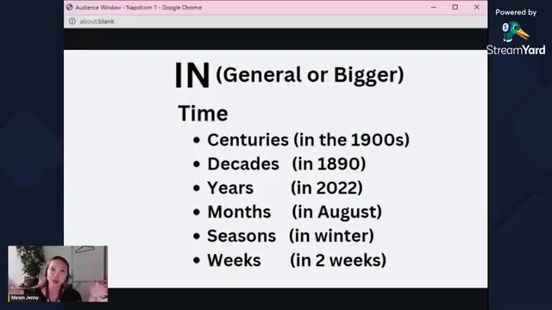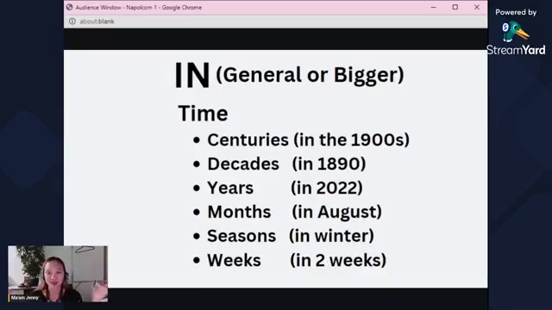So what year were you born? It's up to you. In 1999, in 2000. Right now, we are in 2023. So kapag taon, you use in, okay? You also use in for months. So, in July, in August, in January.